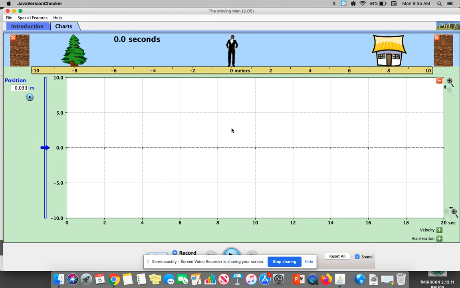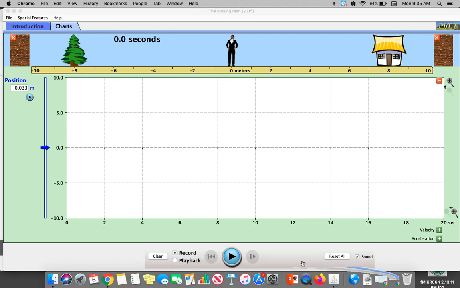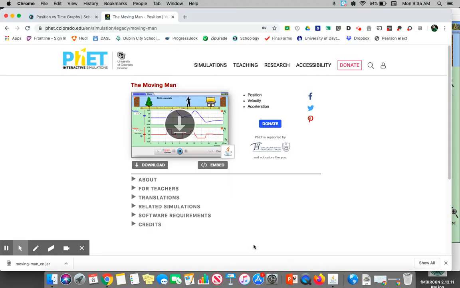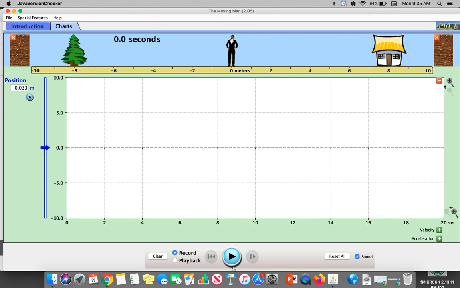For example, on a position versus time graph, my little guy here, like Rico Suave right here, look at him. If he just stands there, you notice his position just stays at 0 because he hasn't changed where he is. So again, his displacement is 0.